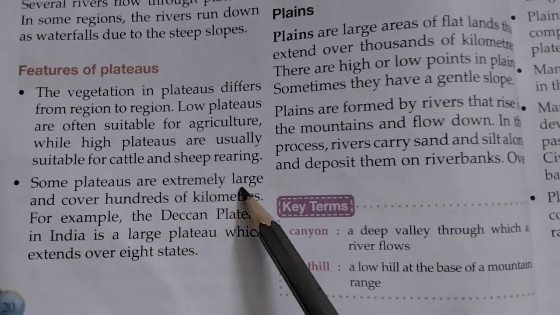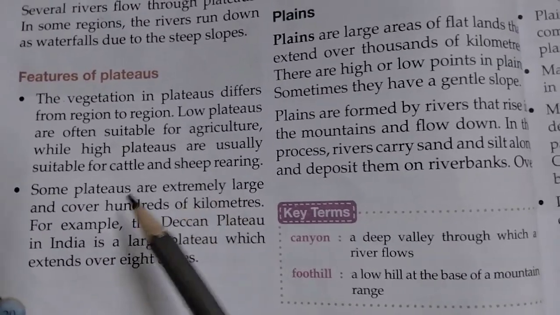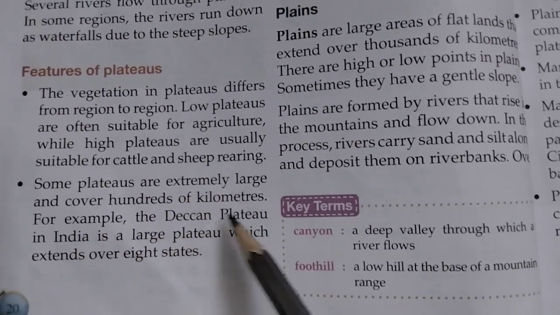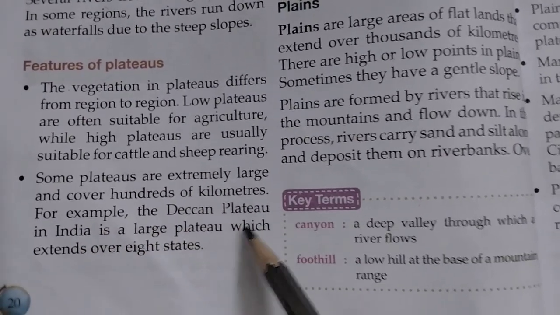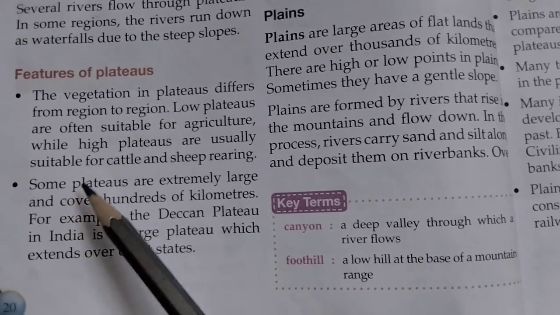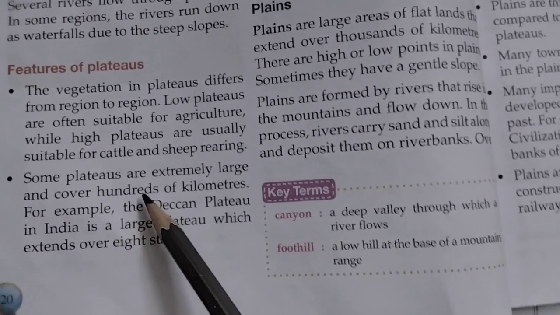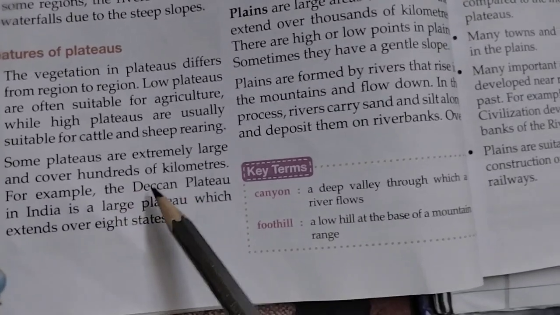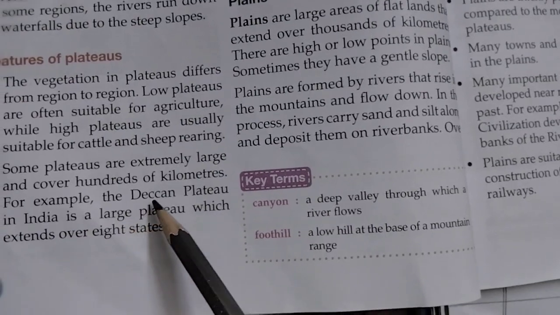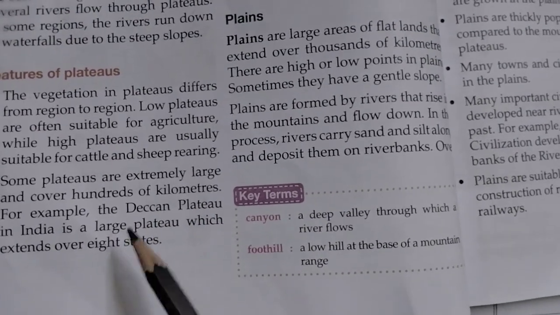Some plateaus are extremely large and cover hundreds of kilometers. For example, the Deccan Plateau in India is a large plateau which extends over 8 states. Some plateaus are very large and they are spread over hundreds of kilometers. And here the example of the Deccan Plateau of India is given, which is in 8 states of India.